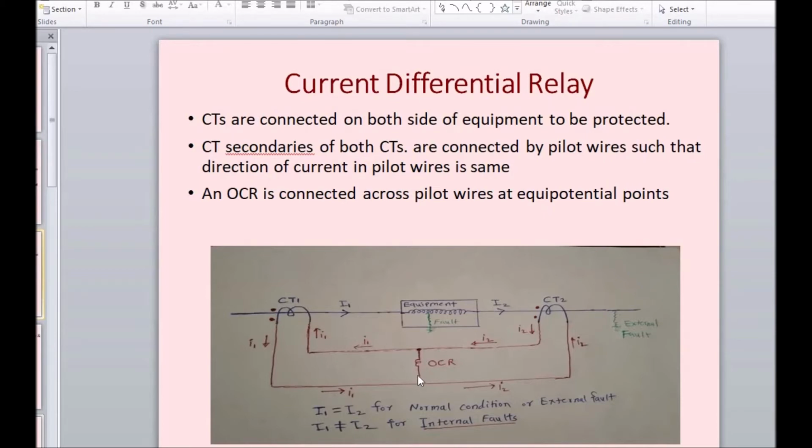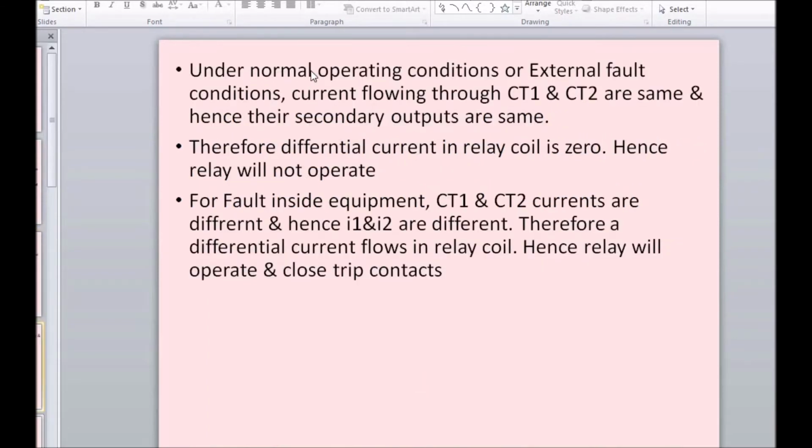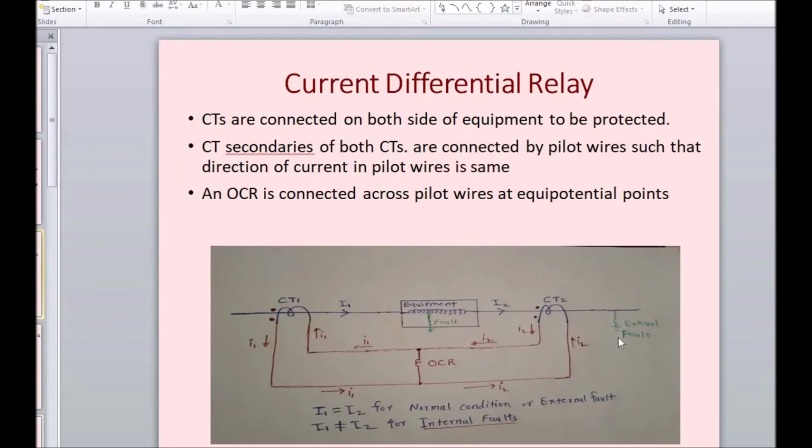Now how will this relay operate? Under normal operating condition or external fault condition, what happens? See, for normal conditions, the current entering this equipment is equal to the current leaving the equipment. That is, capital I1 is equal to capital I2 for normal condition or any external fault condition. External fault means the fault which is outside the zone of protection. This external fault is outside the zone of protection. Therefore, current capital I1 is equal to capital I2.